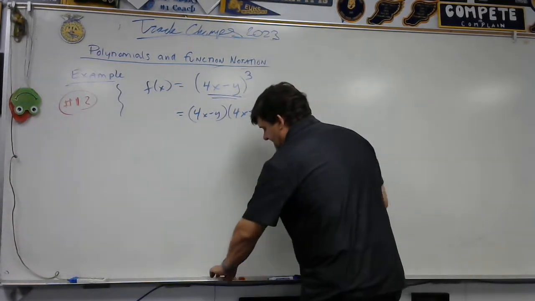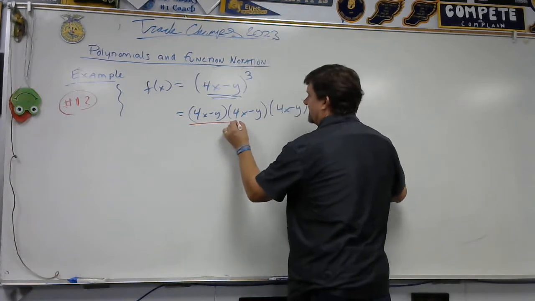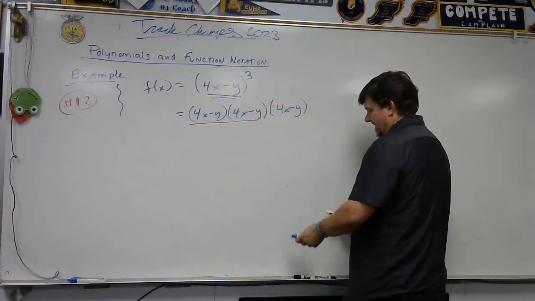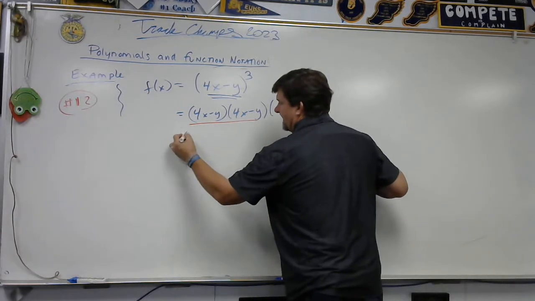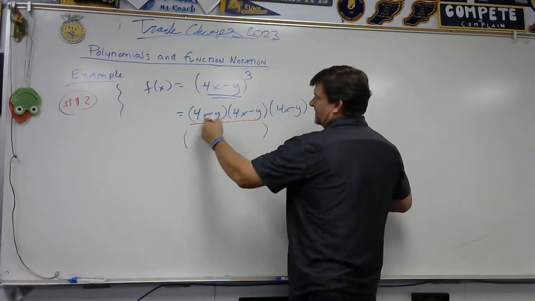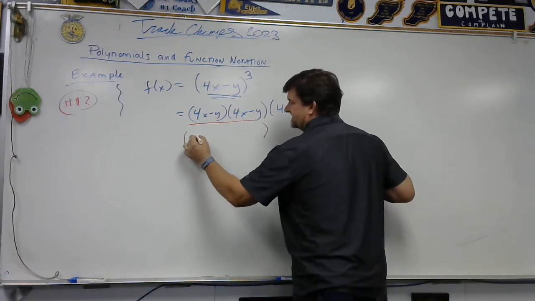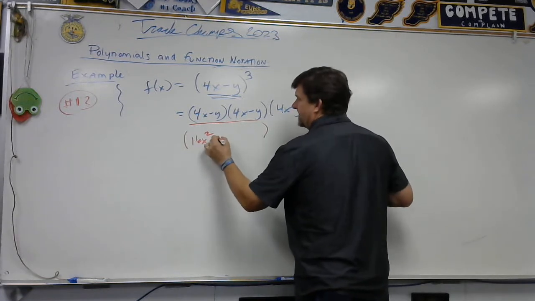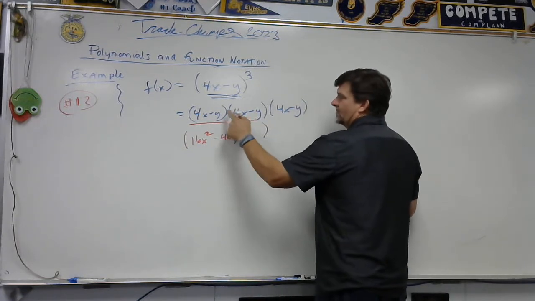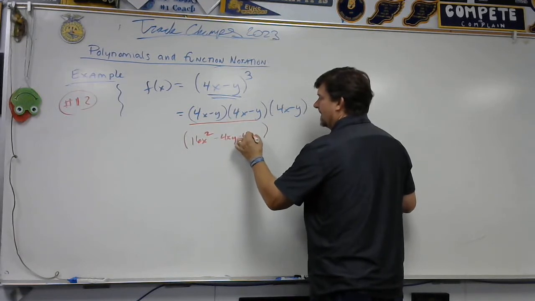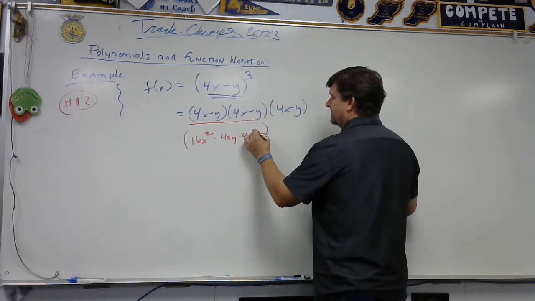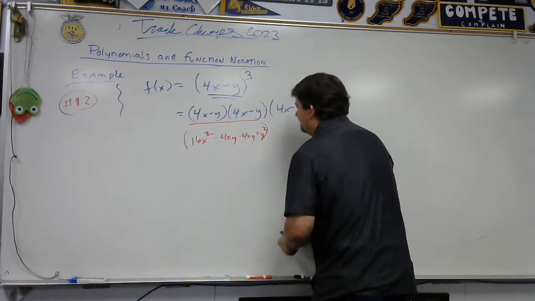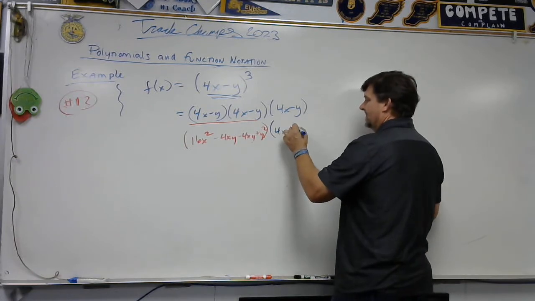Now what I have to do is multiply these two together right here first. We'll leave this guy off to the side. So what am I going to do? I'm going to multiply those two together, and that's going to give me a little bit different piece. 4x times 4x is 16x squared. Minus y times 4x is going to be minus 4xy. Minus y times 4x is minus 4xy. Negative y times negative y is plus y squared. And then I'm still left with 4x minus y.